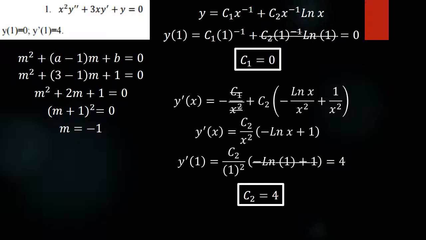With the value of each constant, we can rewrite the solution and we can find the particular solution. We substitute the value of each constant and we obtain that the particular solution is y equal to 4x to the power of minus 1 multiplied by natural logarithm of x.